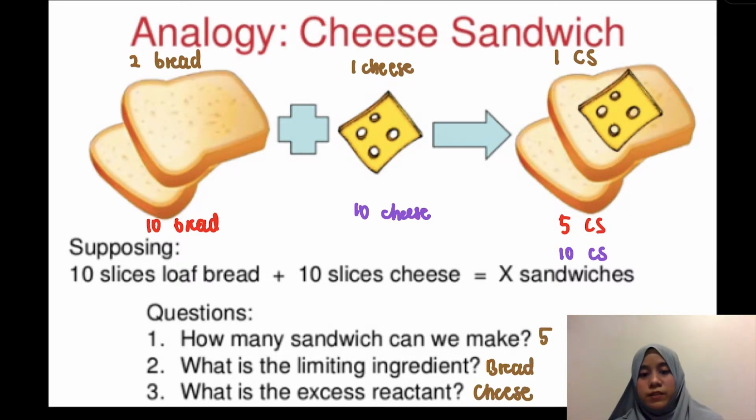Okay, so excess reactant ni sebenarnya at the end nanti kita akan ada berapa cheese sebenarnya? Kita ada lagi 5 lagi cheese kan? This is actually our excess reactant. Excess tu yang lebihan. Sebab at the end tu ada lagi. Yang bread tu memang dah habis betul.